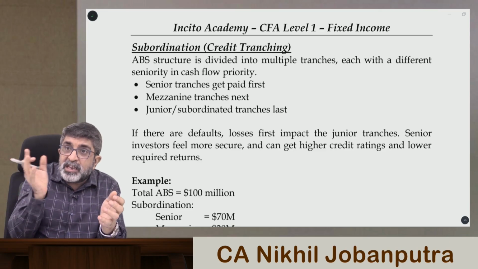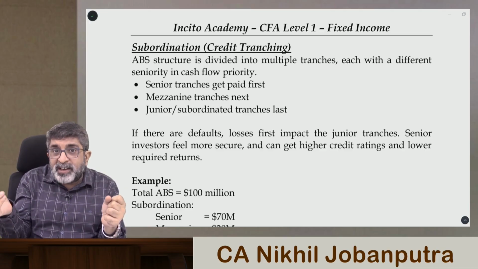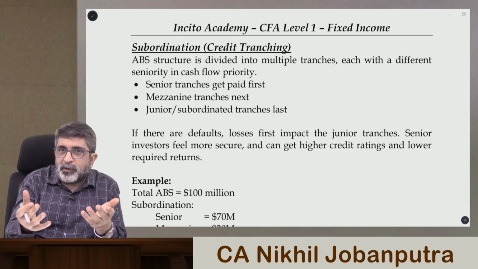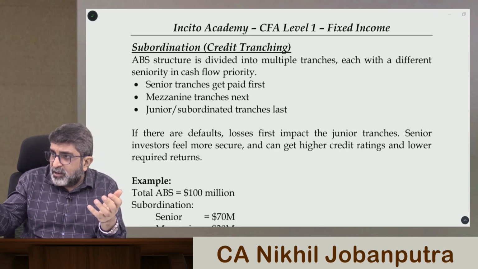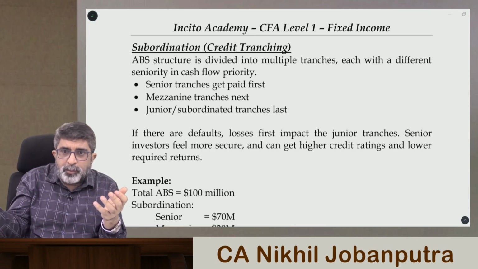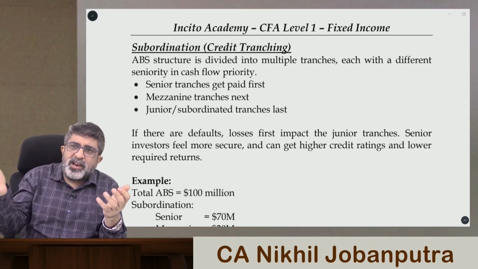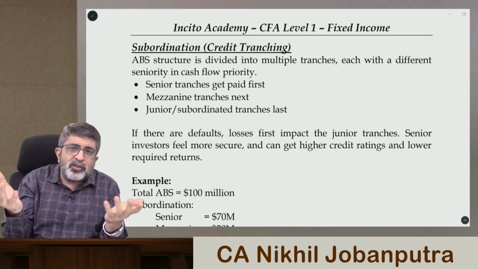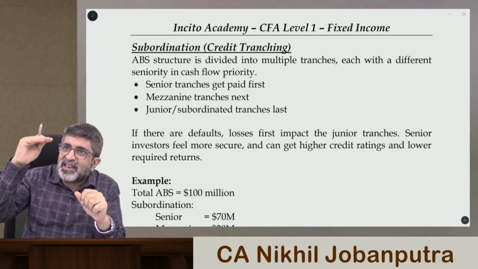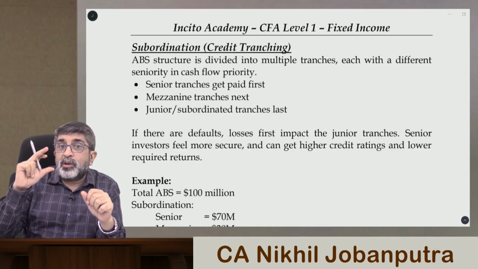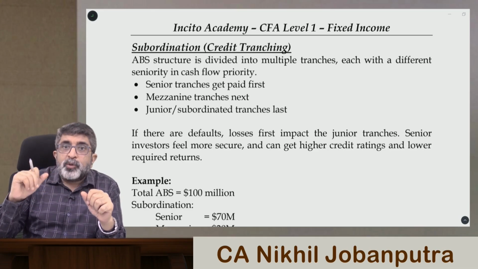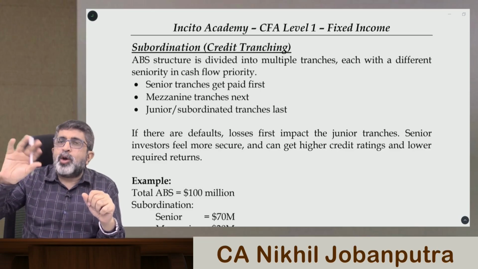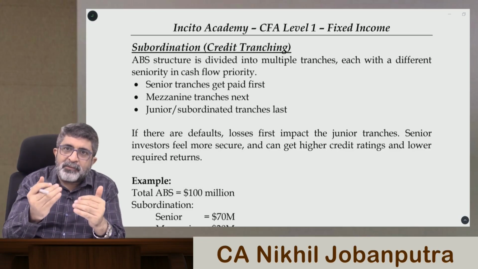That means if some default happens, it is the subordinate category that will suffer and the senior category will not suffer. The loss gets absorbed first by the most subordinate category, and then the lesser subordinate, then further lesser subordinate, and then all the other senior categories. So it depends on how many tranches you have made. Tranches are basically categorization of your bonds or of your ABS, and the topmost tranche, which is the most senior, is the top quality security having the lowest risk.